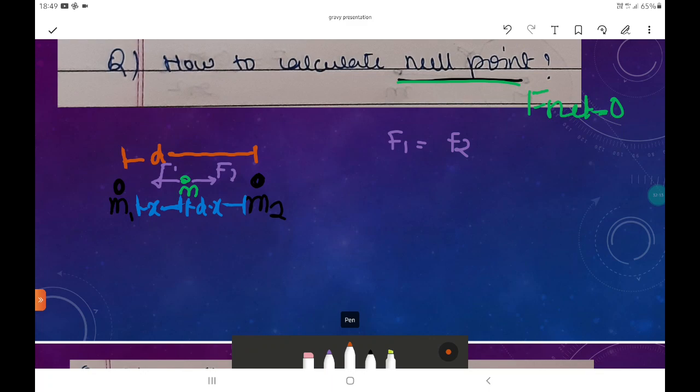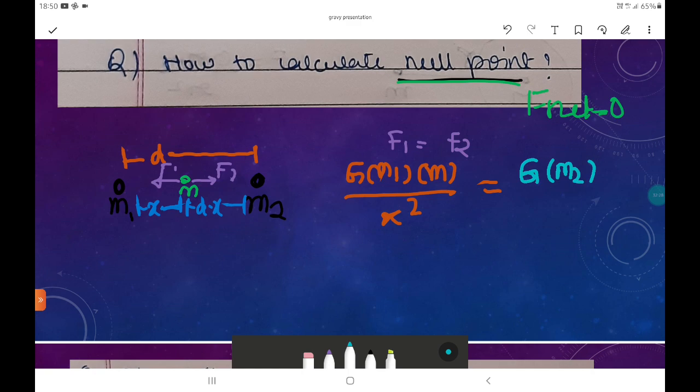So how will you equate that? For F1: G into first mass m1, second mass m, upon distance between them x square, is equal to G into first mass m2, second mass m, and distance between them d minus x whole square. Now if they ask you in the question what is the null point from mass m1, then you need to tell the distance x value. If they ask you what is the null point from mass m2, then you need to tell the value of d minus x. That's it. You need to just solve it further.